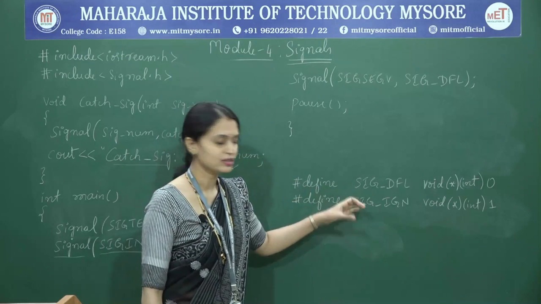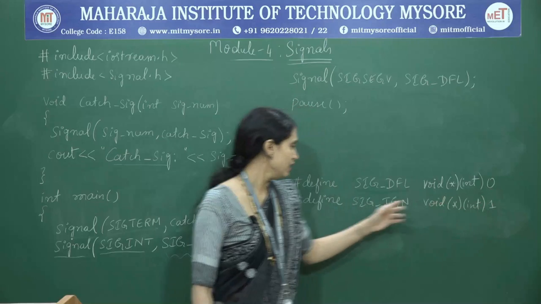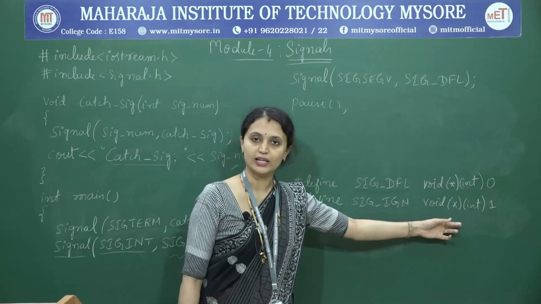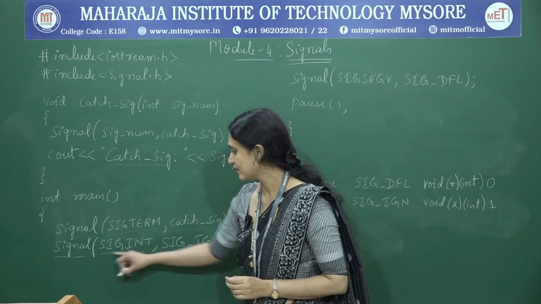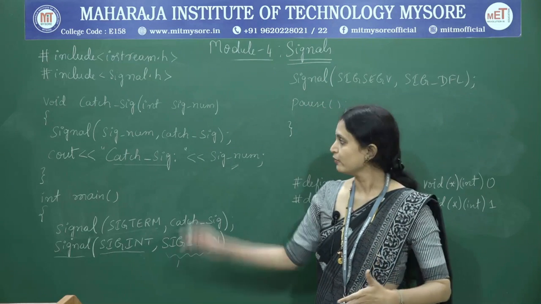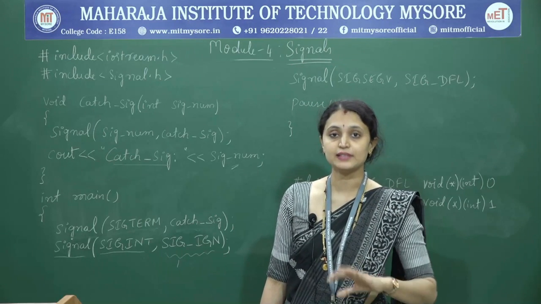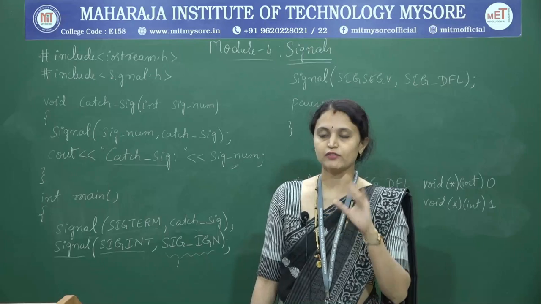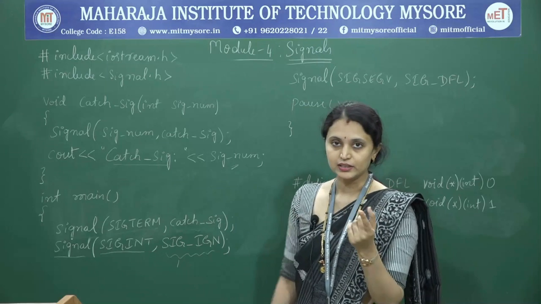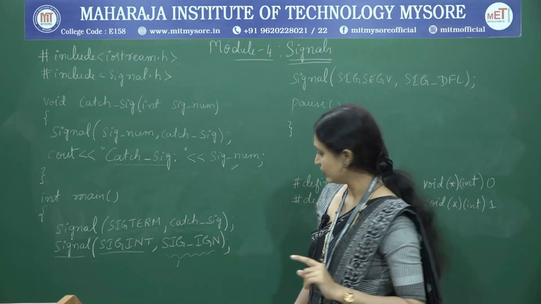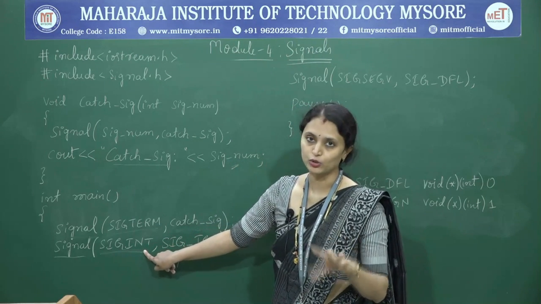Now let us see what these constants are. SIG_DFL means the value is 0. SIG_IGN means the value is 1. Here I am assigning the value 1 to SIGINT. If you remember, when I was explaining the kernel support for signals, I told you that if the signal flag value is 0, it will perform the default action, and if the value is 1, it will ignore the signal. So in this case the interruption signal will be ignored.